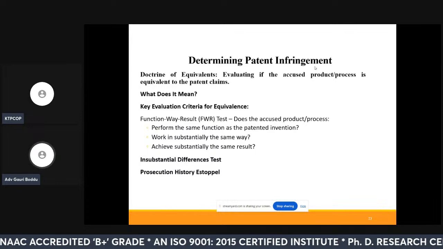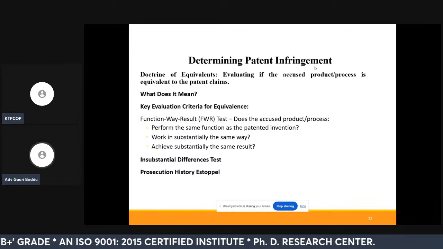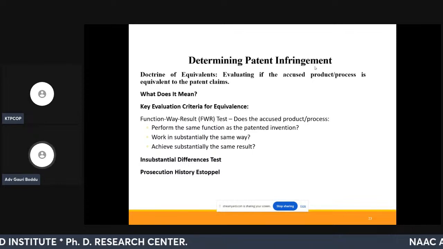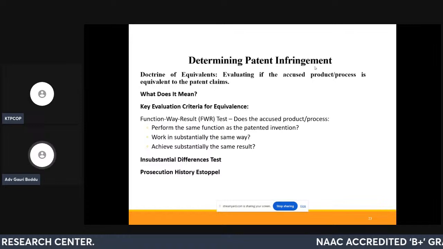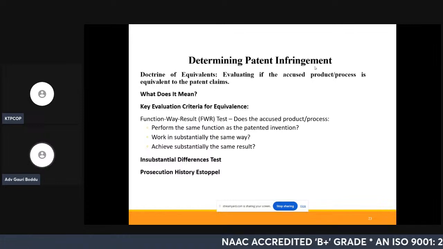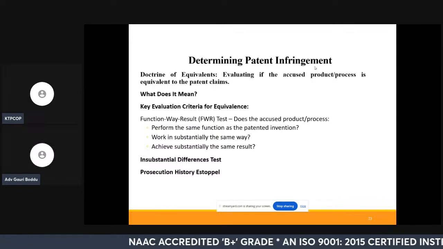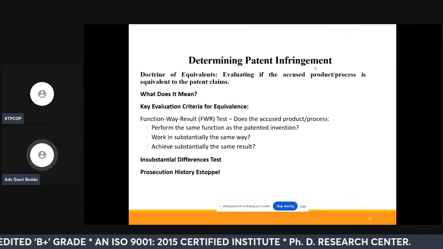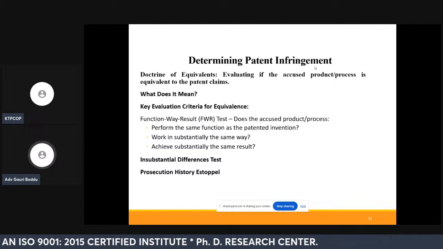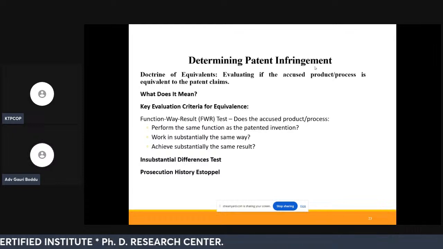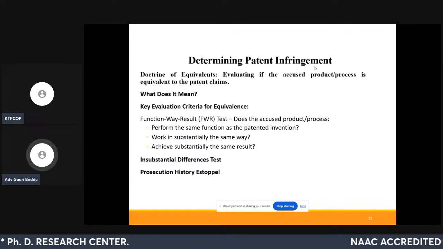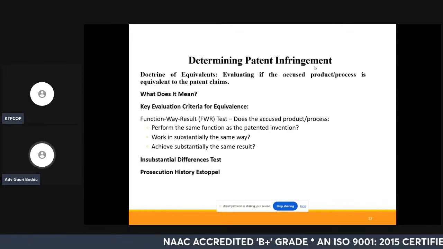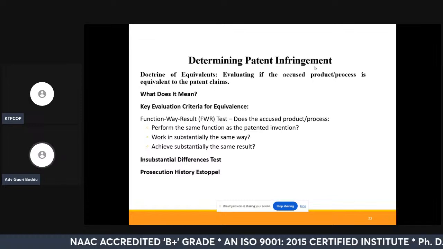When a patent is granted, its claims define the scope of protection. If another product or process does not exactly match the claims but performs substantially the same function in substantially the same way to achieve the same result, it may still infringe under the doctrine of equivalents. This doctrine prevents minor variations from escaping infringement liability. As I said, the product or process does not exactly match, but it performs substantially the same, it functions in the same way. This is the doctrine of equivalents.